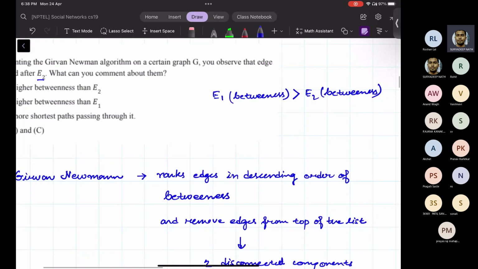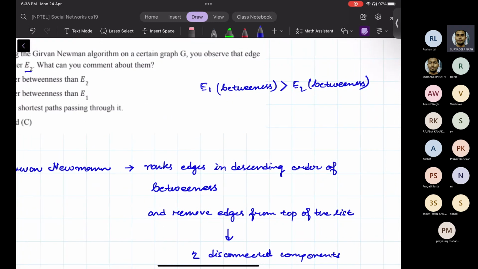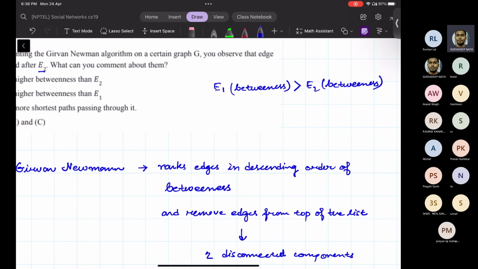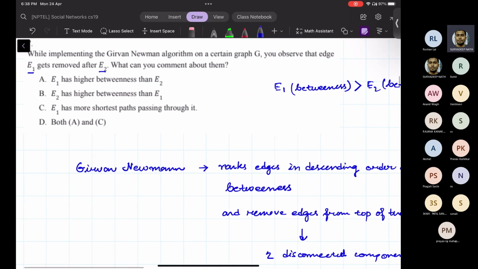So what do we mean by betweenness? Whenever you hear the word betweenness, it is a measure of how frequently that edge is being used to move from one part of the graph to another. It's basically the number of shortest paths that pass through that edge. So option C is the right answer for that question. E1 has more shortest paths passing through it.